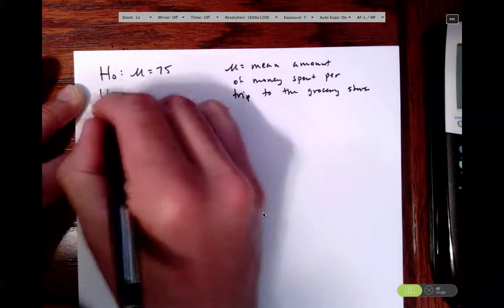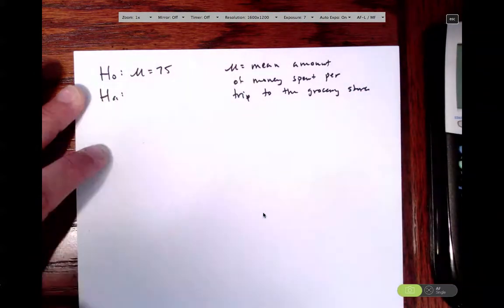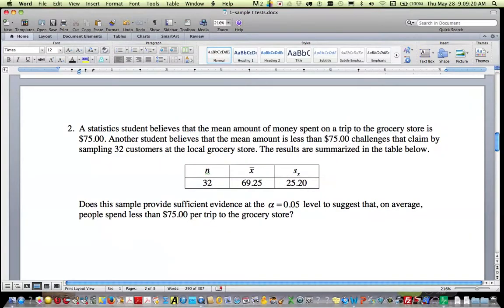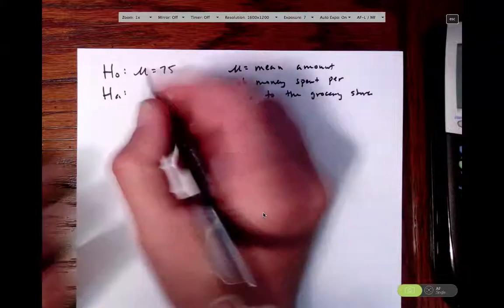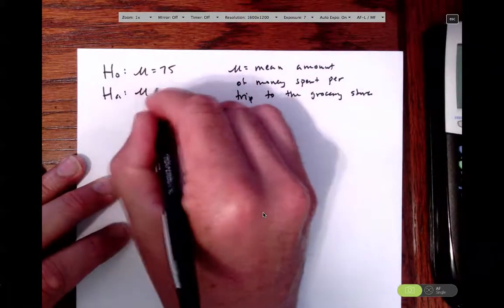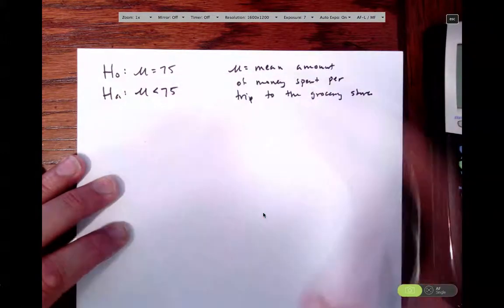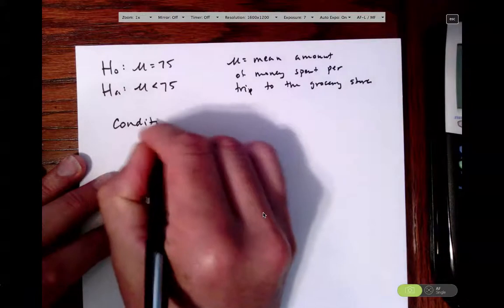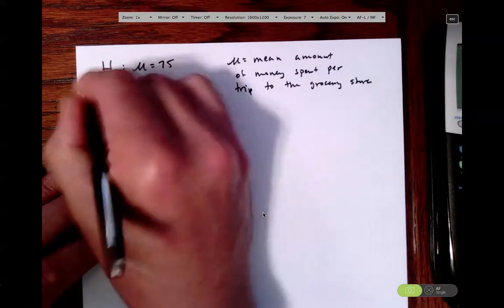Okay. The alternative, all right, now we have to read into the question on this one. The second student was suggesting that it's actually less than that. So our alternative hypothesis is that mu is less than $75. Okay, so that's step number one.